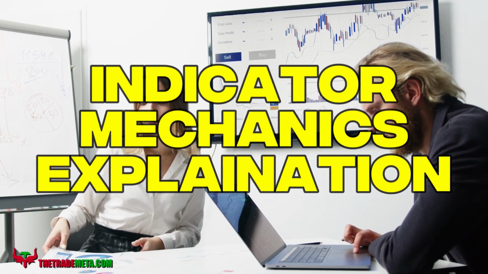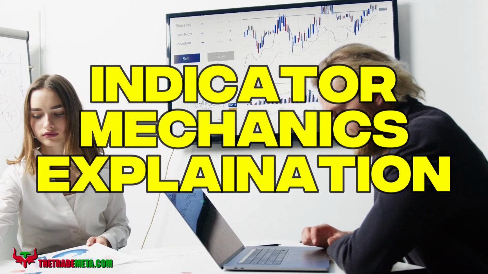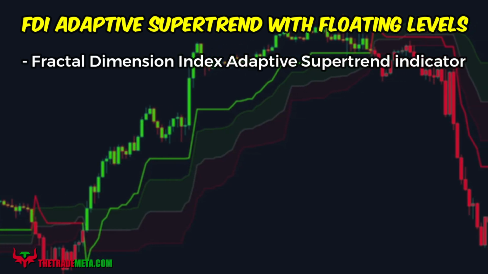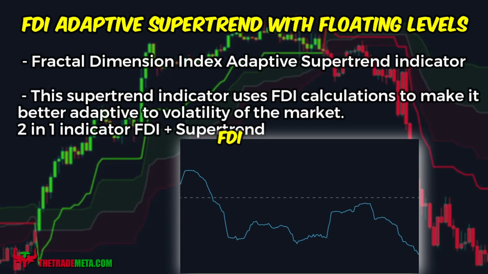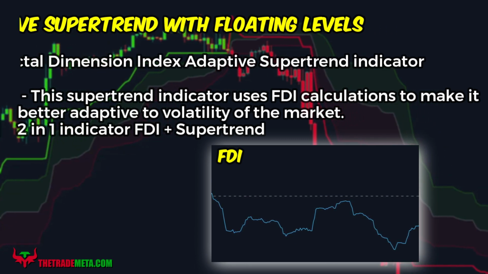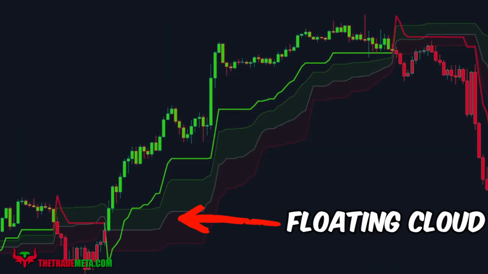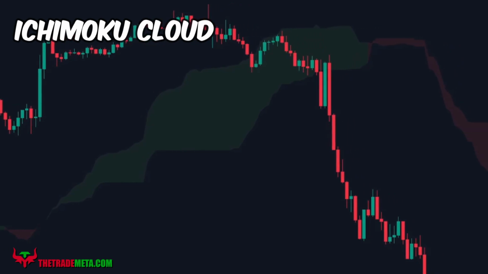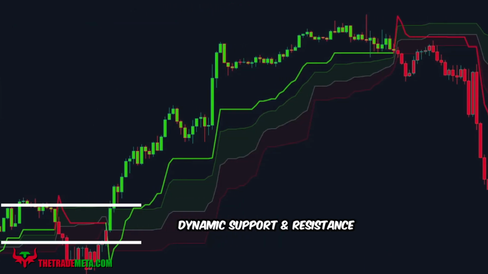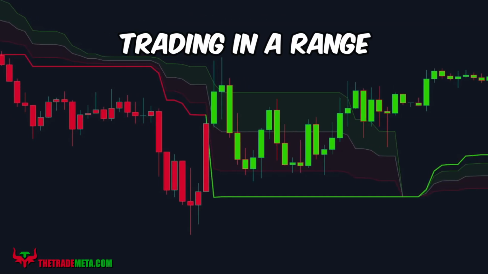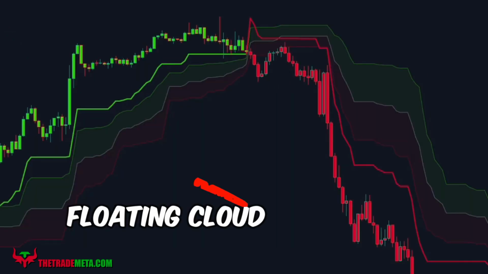Before we go into the strategy, you really have to know the ins and outs of this indicator, or else you'll be throwing money down the toilet. So, the FDI Adaptive Supertrend with floating levels is a fractal dimension index adaptive supertrend indicator. This supertrend indicator uses FDI calculations to make it better adaptive to volatility of the market. The floating levels that this indicator comes with is similar to something like an Ichimoku cloud. And much like an Ichimoku cloud, at a glance, you can define levels of support and resistance, the trend, you can define stop loss and take profit levels, and whether price is trading in a range or potentially reversing. Let's call this the cloud.